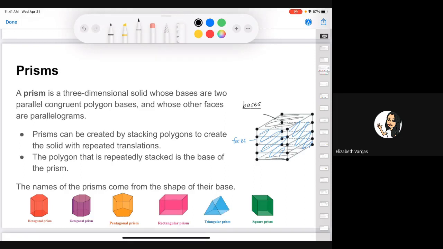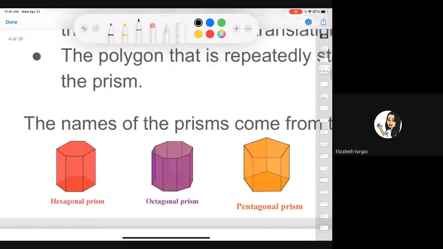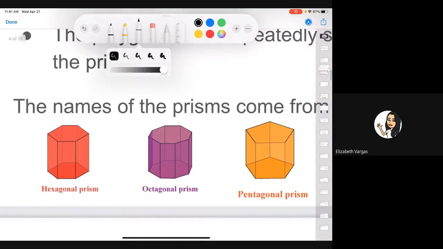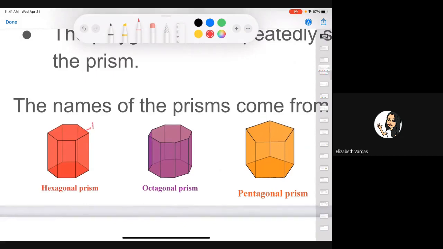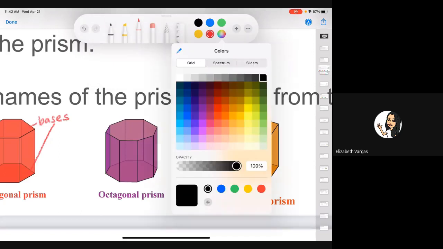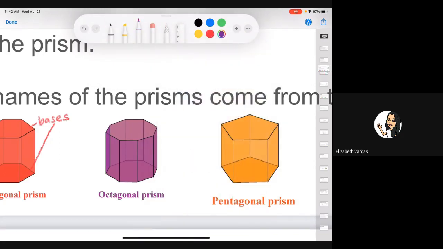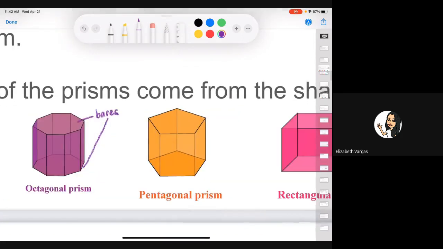The names of the prisms come from the shape of the base. So we have a hexagonal prism. Basically what's happening here is we're stacking hexagons, and therefore our bases are hexagons. Again, the bases are these top and bottom parts. Okay, an octagonal prism, same thing. We're stacking these octagons, these polygons on top of each other, and that gives us our octagonal base. And so we name our prisms based on whatever their bases are.